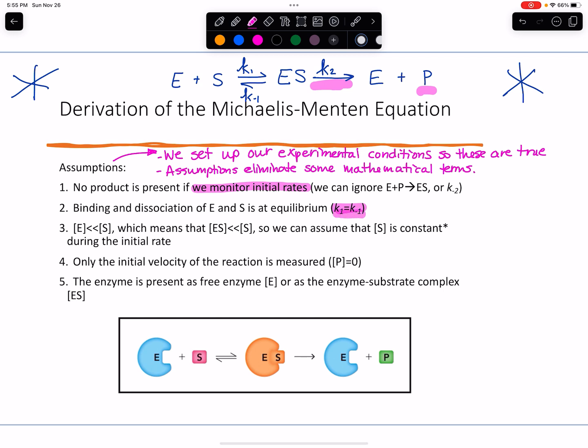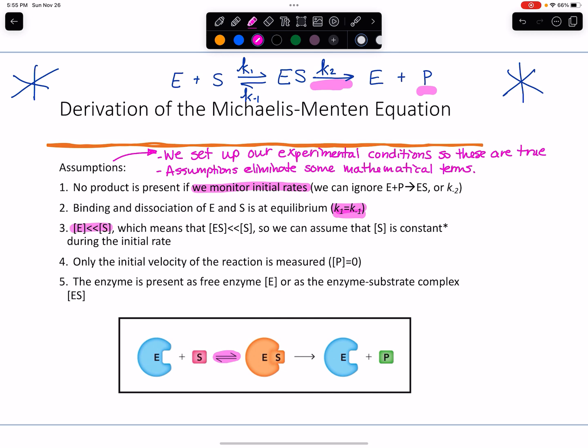What that means is that these rates right here, for the forward and backward, the association and dissociation, are going to have hit their equilibrium point. I'm going to show you on the next slide after we talk about assumption number 3. So the third assumption is that we use an excess of substrate.